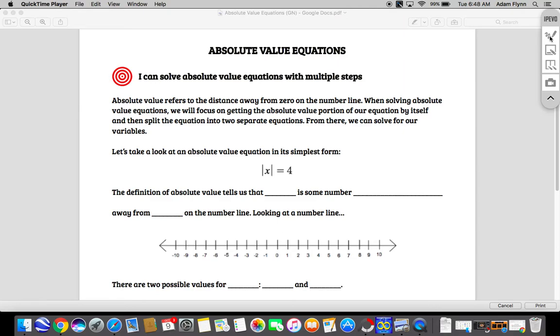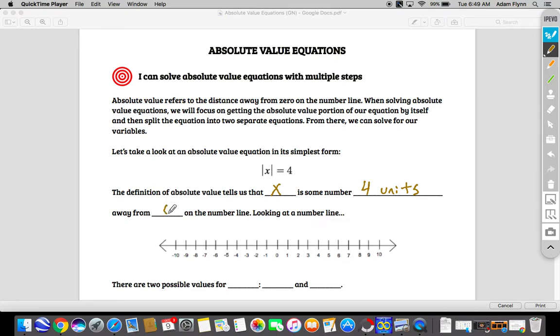So here we are given this x in between these two bars. These two bars mean absolute value. So we have the absolute value of x equals 4. The definition of absolute value tells us that x is some number 4 units away from 0 on the number line.